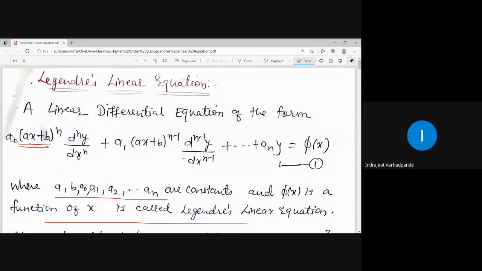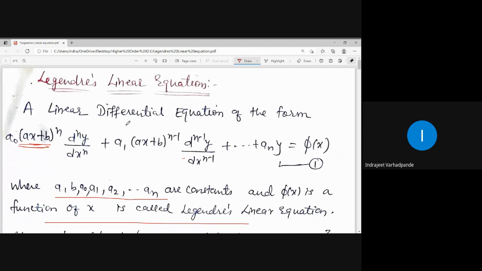Legendre's linear differential equation. Legendre's linear equation is also one of the forms of the differential equation which has a variable coefficient. As we have seen in Cauchy's homogeneous linear differential equation, here also in Legendre's linear differential equation it should be a variable coefficient, but the condition of homogeneity should also be fulfilled.